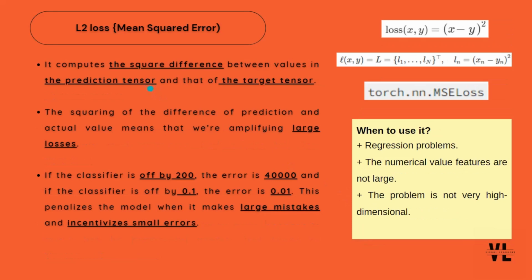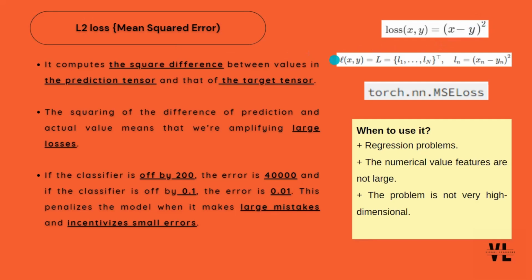The next kind of regression loss is L2 loss, also known as the mean squared error. It computes a square difference between values in the prediction tensor and that of the target tensor. So the L1 loss was just taking the absolute value, but in the case of the L2 loss, we're using 2 because we're using the L2 norm.